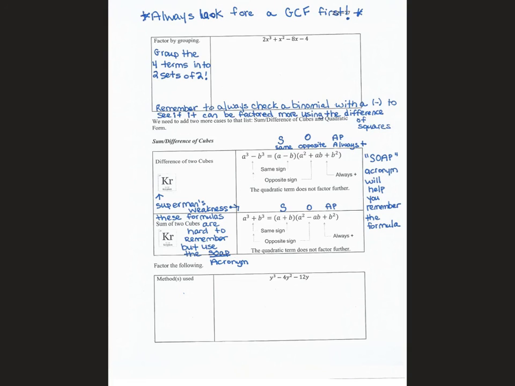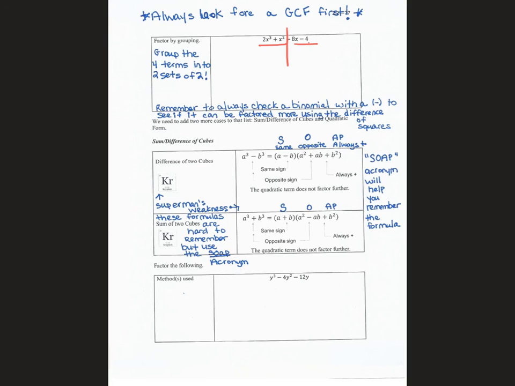So the first thing I do is I look for my greatest common factor. I have a 2, a 1, an 8, and a 4. There isn't a number that all of those will divide by, so I have to group this polynomial into 2 sets. So my first set has 2x cubed plus x squared, and then my second set has negative 8x minus 4. Sometimes it's helpful to draw us a line like that.